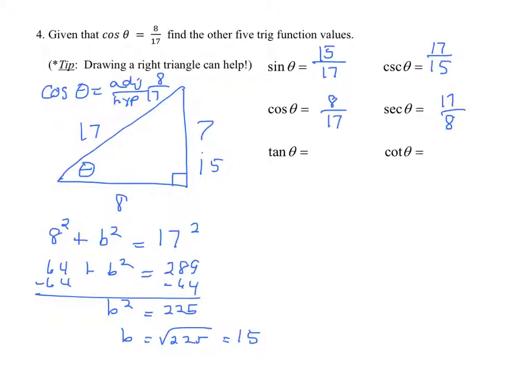Tangent is opposite over adjacent. So in this case, my opposite is 15. My adjacent is 8. Blammo, I can get cotangent just by flipping it around. Perfect. Now let's do the next.